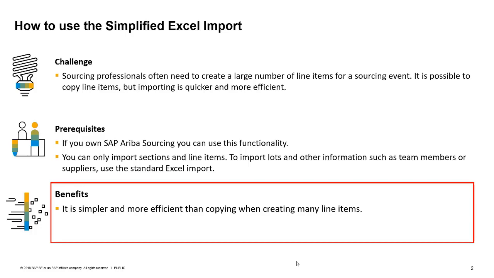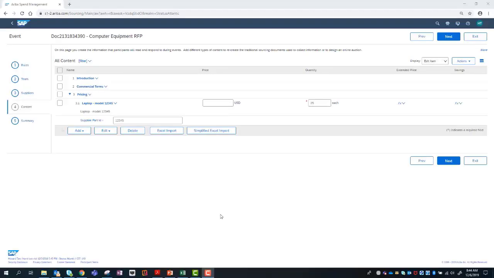Let's log into SAP Ariba and take a look. The first step in getting started is to create an event, such as an RFP. In this case, I've created an RFP for laptops. Go to the content and create one item. Next, choose Simplified Excel Import.